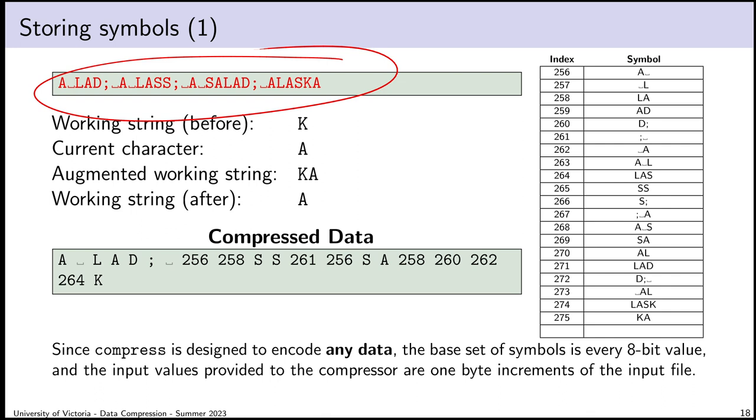So the base set of symbols is every 8-bit value. That means we are compressing 1-byte symbols. We don't know that they're text or anything else. They're all 8-bit things, and our symbol table starts at index 256 because that's the first available thing after all of the 8-bit values have been added as single character symbols.